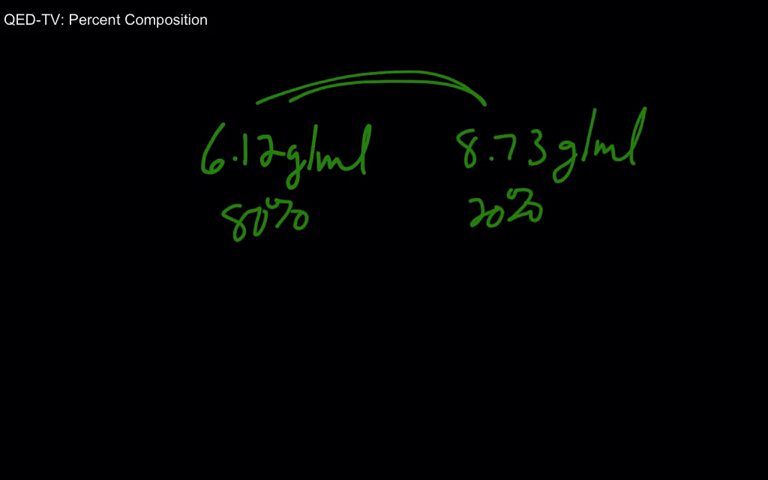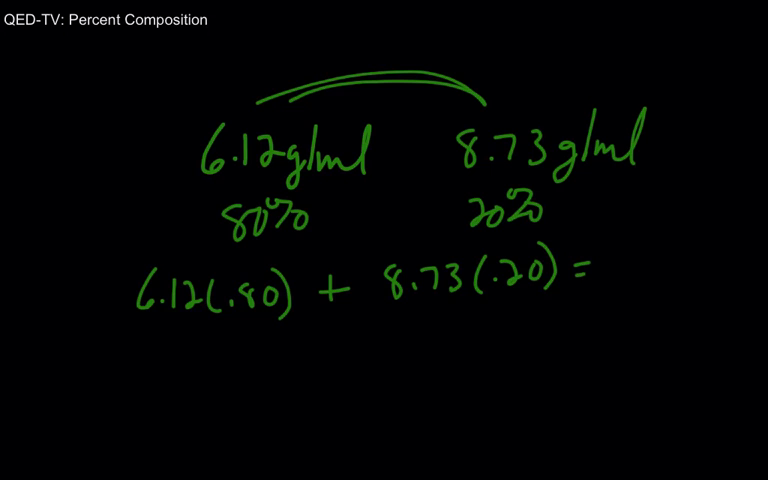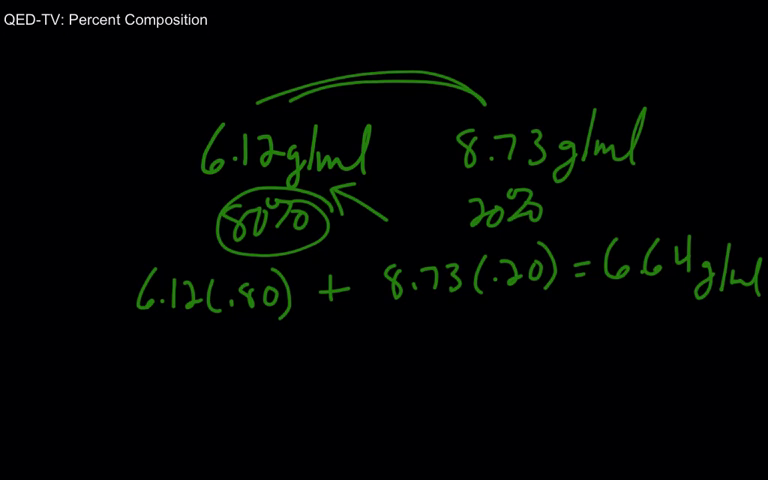So if I want to do that, I can do it just like I did my grade. I would take 80% of the 6.12 density, plus 20% of the second density. And if I did that in the calculator, I get a density of the overall penny to be 6.64 grams per milliliter, which is a lot closer to 6.12 than it is to 8.73, which is what you would expect. The 80% is going to skew it a lot more towards that density than this other one. Okay. So that's pretty straightforward. That works out pretty well.